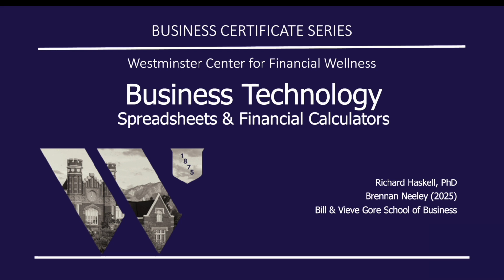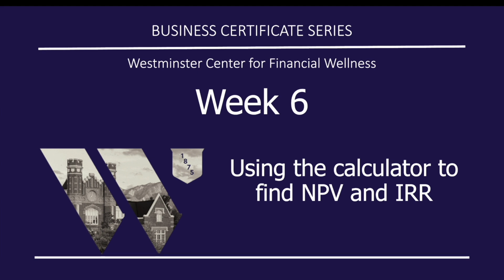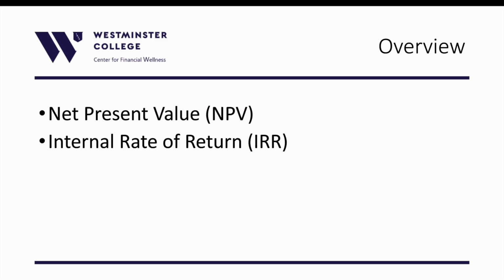This is the week 6 content video, and this week we're going to be talking about how to use the calculator to find NPV, which stands for net present value, and IRR, which is internal rate of return. These are two important financial metrics that can help us to decide whether or not we should be making an investment in a business. So first we're going to cover net present value, and then we're going to go over IRR. There's a bunch of different pieces, but these are the two basics that we're going to go over.